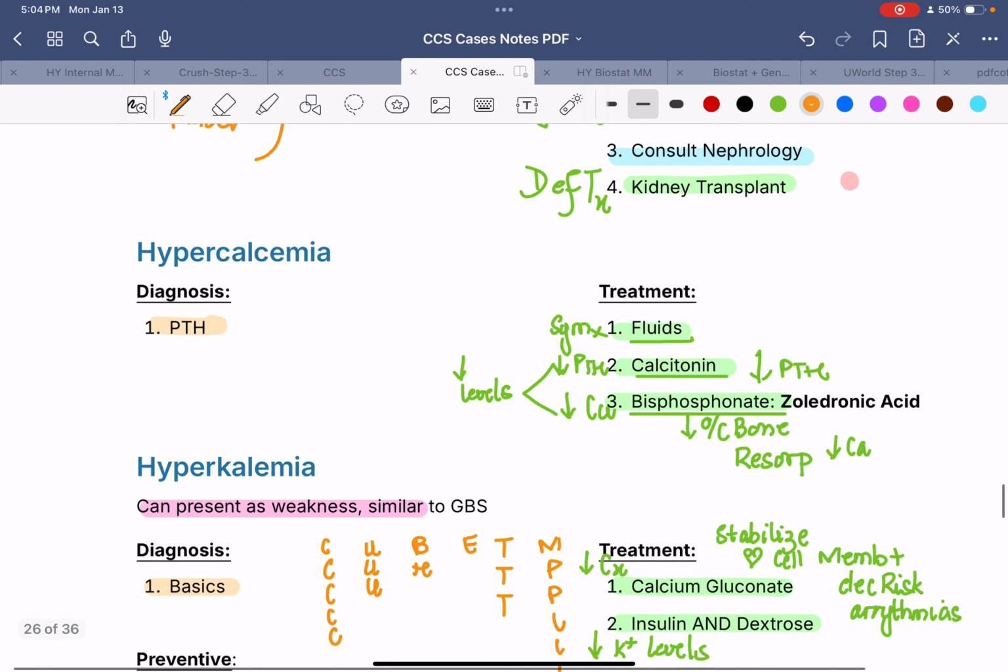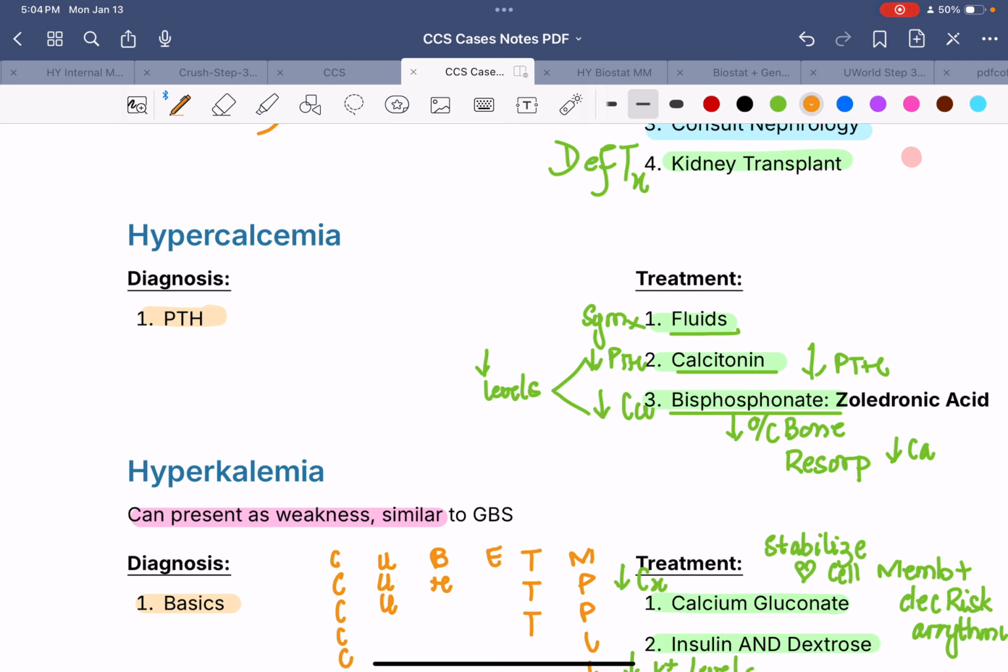Next off, we have hypercalcemia. So you know that hypercalcemia can be due to malignancy, but the most important cause would be hyperparathyroidism.